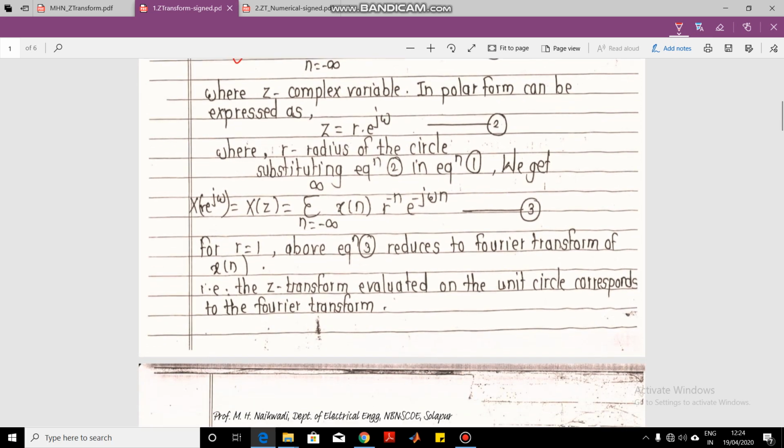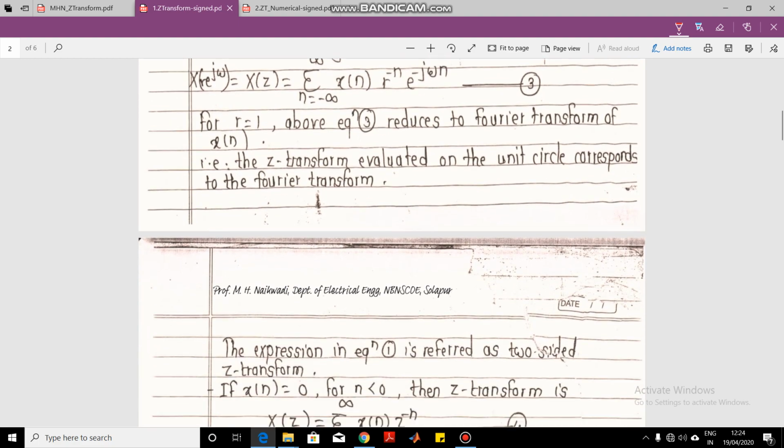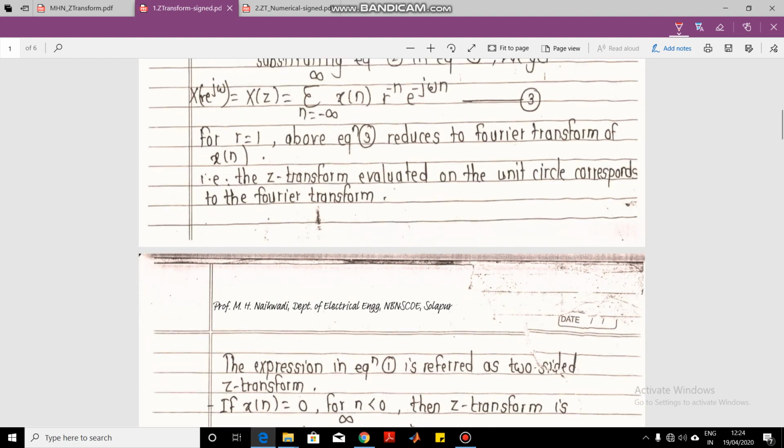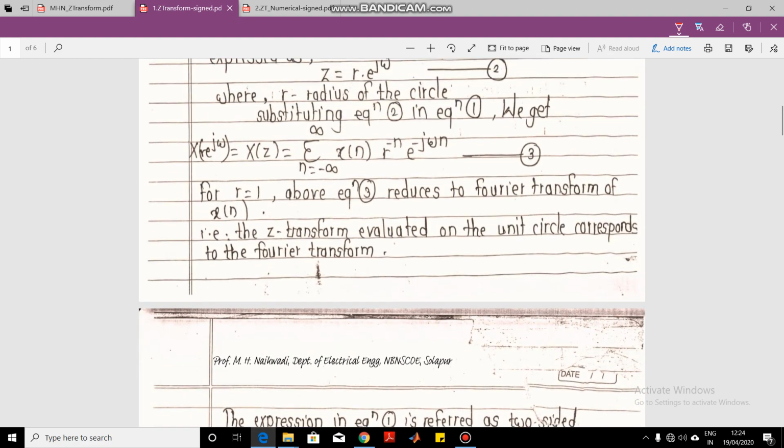Okay, now if you go on substituting these values, you can get this formula, which is actually the Fourier transform formula for r equal to 1. Here you have to remember one thing: when the Z transform is evaluated on the unit circle, why unit circle? If you put r equal to 1, r refers to the radius of the circle. So when you put r equal to 1, you will get the Fourier transform.